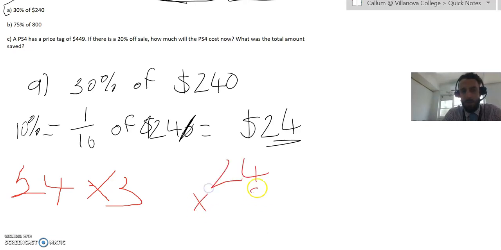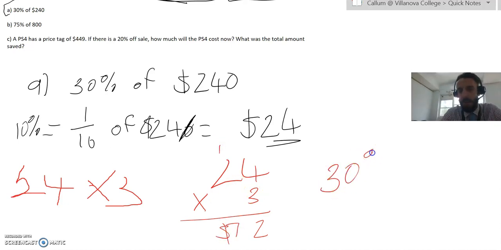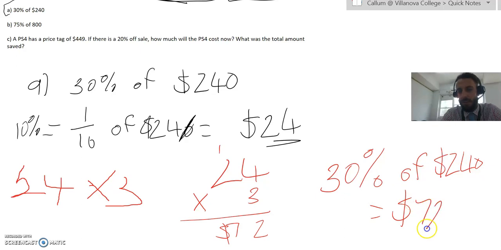If I do $24 and multiply it by 3, 4 3s are 12, carry the 1, 3 times 2 is 6 and 1 is 7, so $72. Then I have worked out that 30% of $240 is equal to $72. And I was able to solve that by first working out what 10% of 240 was, then multiplying by 3 to get my 30%. Let's look at B here.